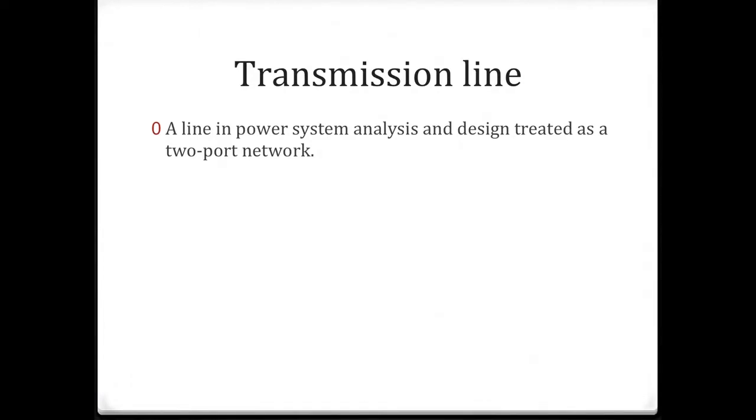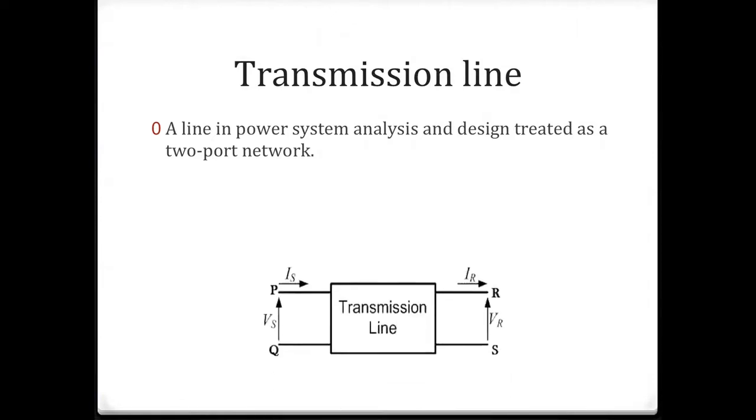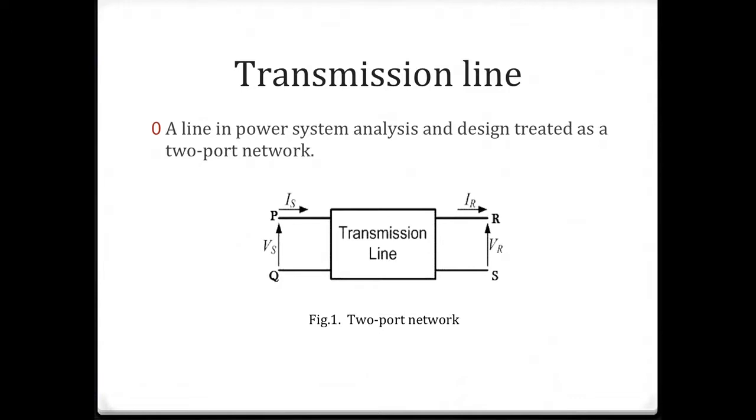In power system study, a line in power system analysis and design is treated as a two-port network. As you can see in Fig 1, it's a two-port network. We have the sending voltage and the receiving voltage at the end.